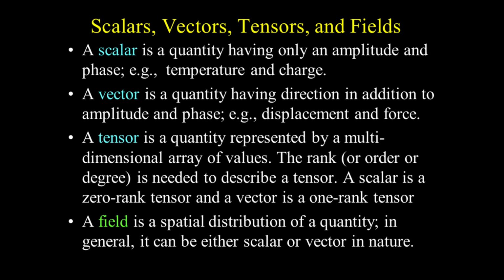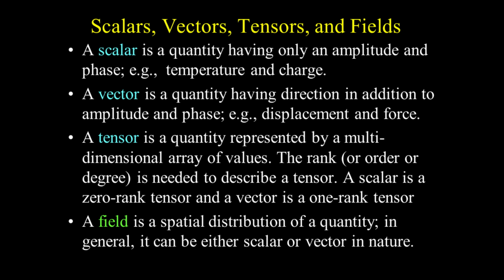A scalar is a quantity having only an amplitude and phase, for example, temperature and charge. A vector is a quantity having direction in addition to amplitude and phase, for example, displacement and force. A tensor is a quantity represented by a multidimensional array of values. The rank, or order, or degree is needed to describe a tensor. A scalar is a 0-rank tensor, and a vector is a 1-rank tensor.